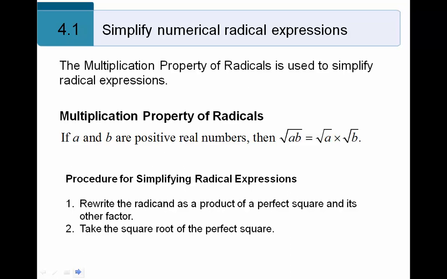So this is the procedure that I'm going to be using to simplify radicals. I'm going to rewrite the radicand as a product of a perfect square and its other factor, using this multiplication property of radicals. Then I'll take the square root of the perfect square.